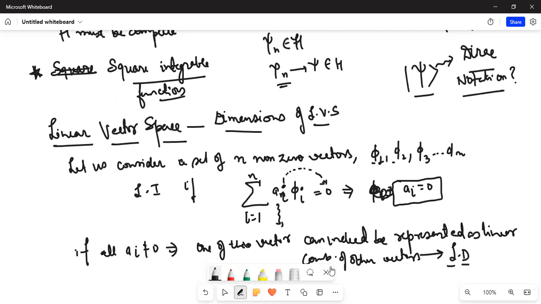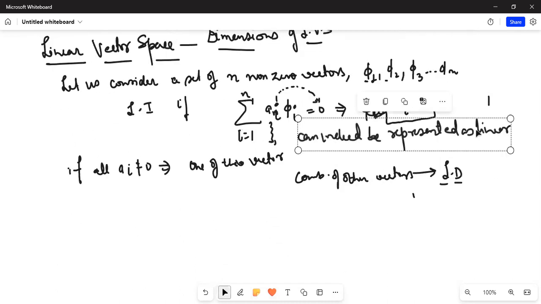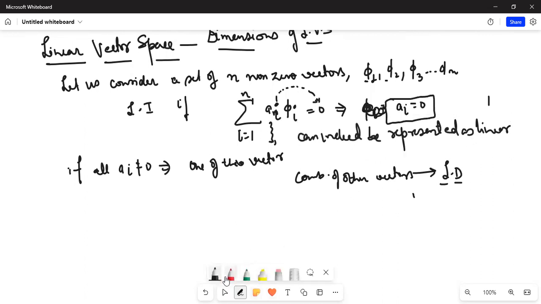And when we do so, we say that we are dealing with linearly dependent vectors. Okay. So now we are going to address the main question, that is, the dimension. What do I mean when I say the dimension of a linear vector space? What is the dimension of a linear vector space?